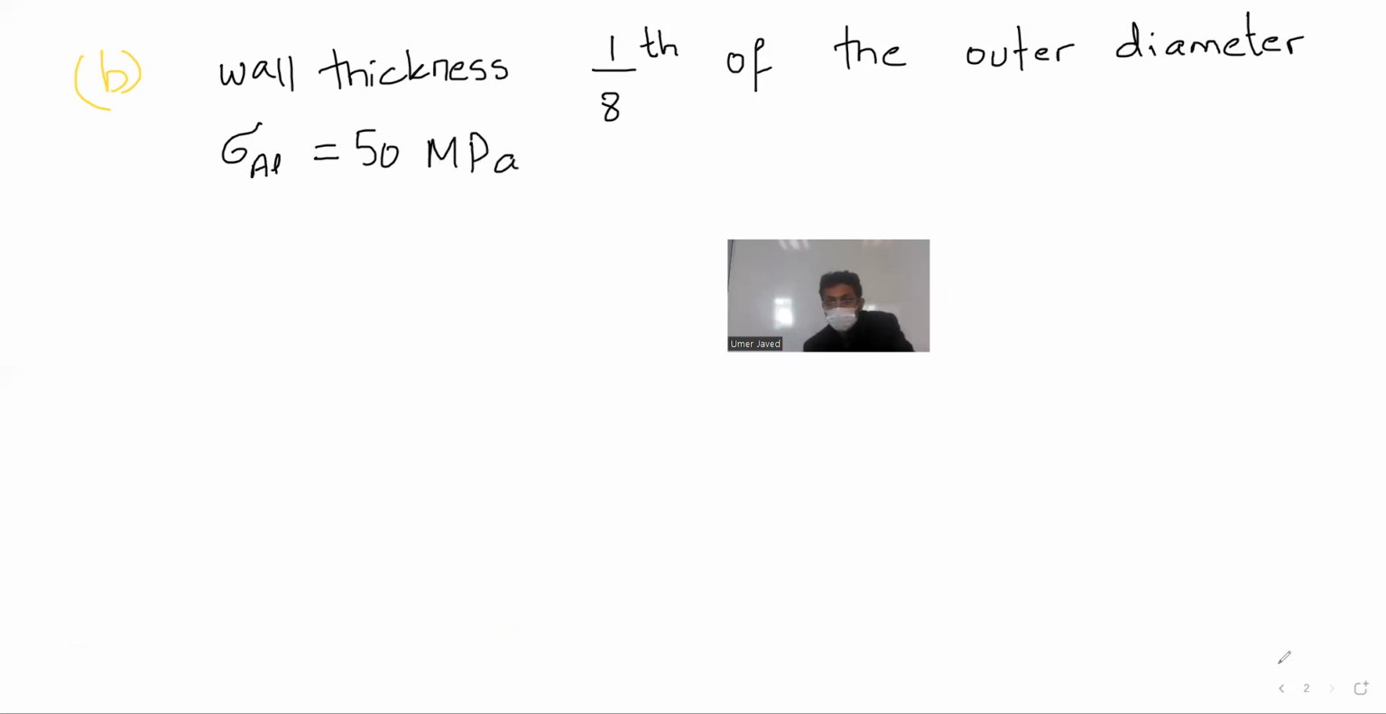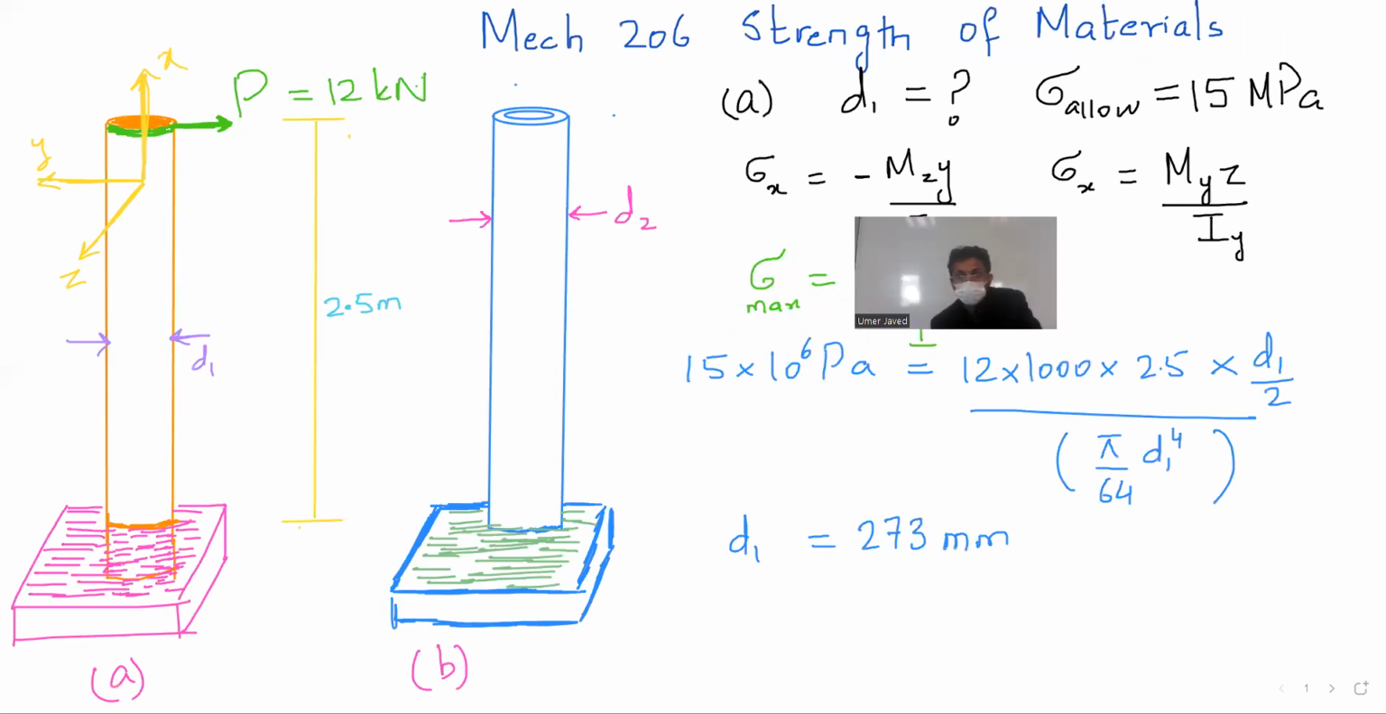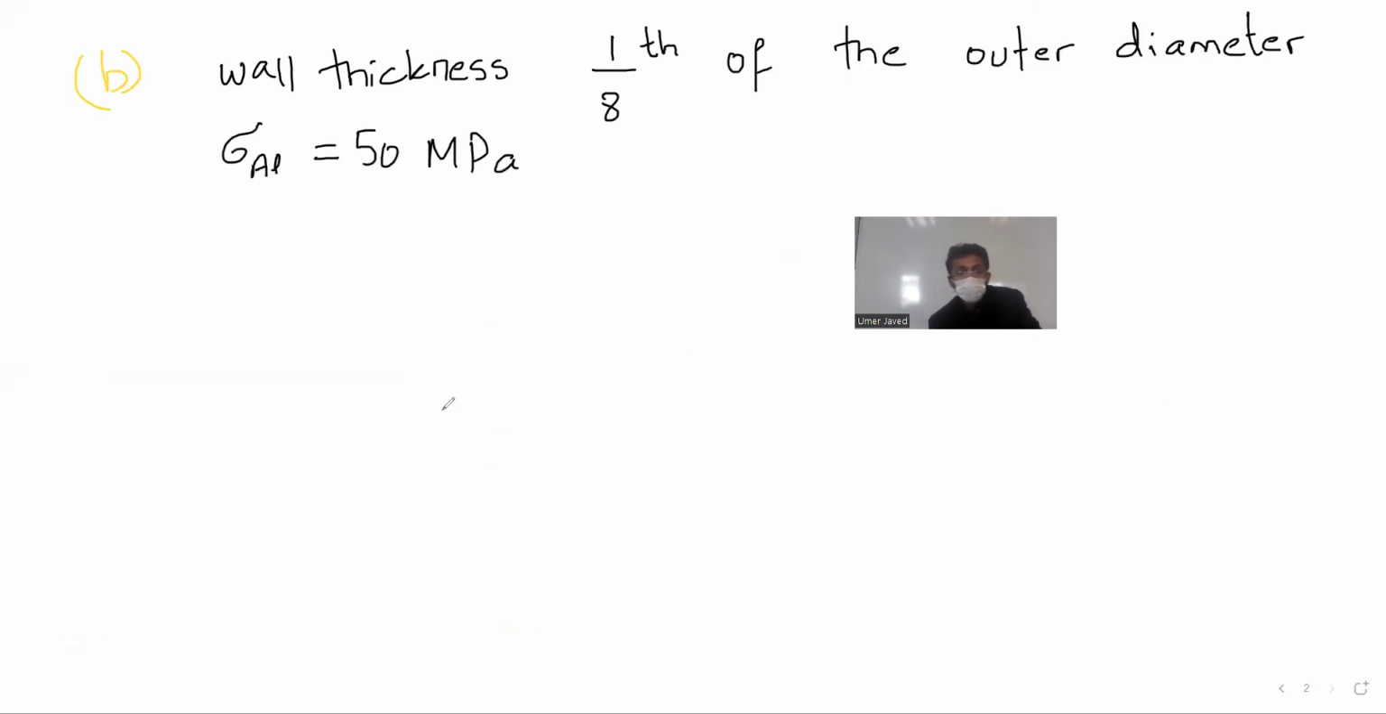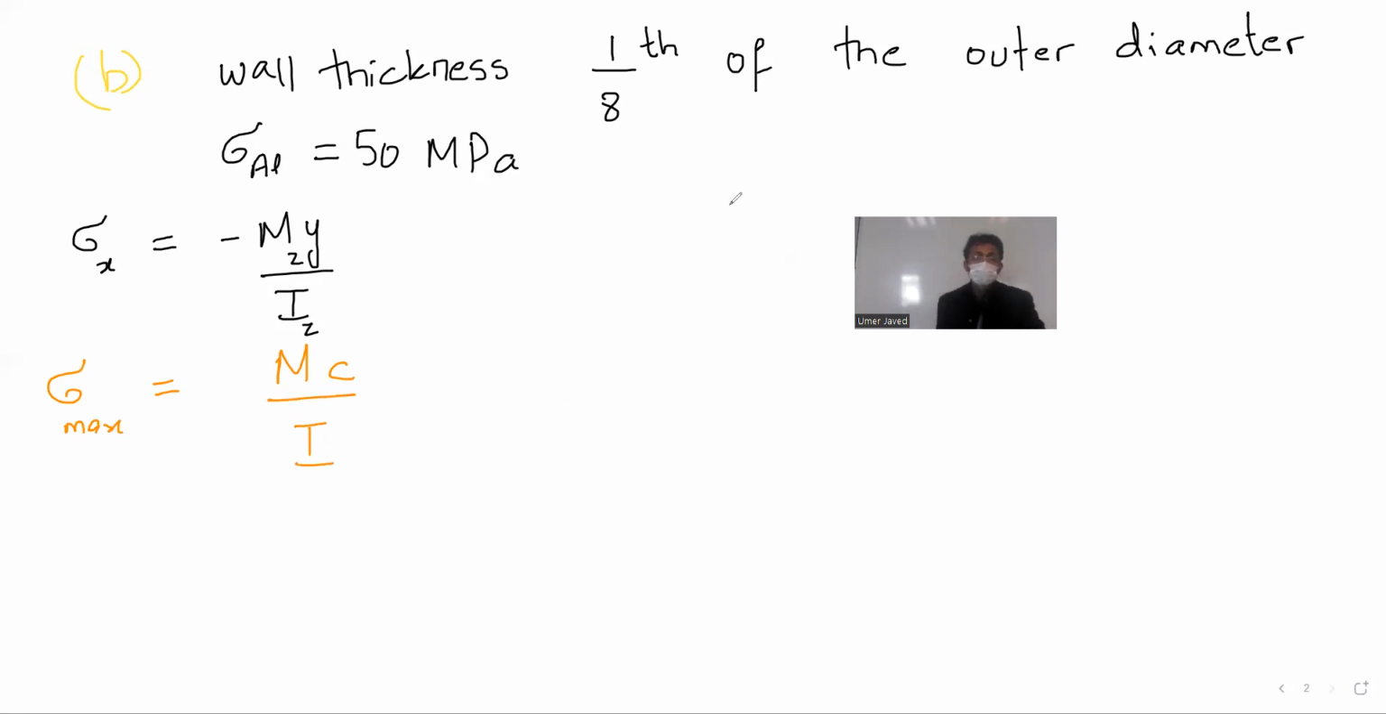So again, I will go back. Everything is the same in this problem. Again, you can put a little green color here, and then you can pull it like this. The only difference is this is hollow. So I will use the formula stress sigma_x equals minus My over Iz, or I can also use the formula with M and max, because now I'm using C, the max distance from the neutral axis. You understand what you have to do, right?